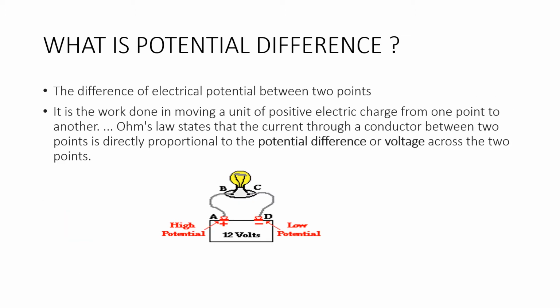So what is the potential difference? It is a difference of electrical potential between 2 points. One is a plus point and another is a minus point. From the figure, if we take a 12-volt battery, high potential is on the plus side and low potential is on the minus side. So the total potential difference between these 2 points is the potential difference of the circuit.